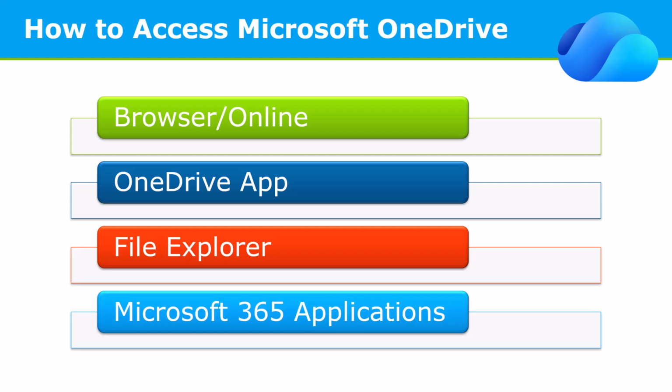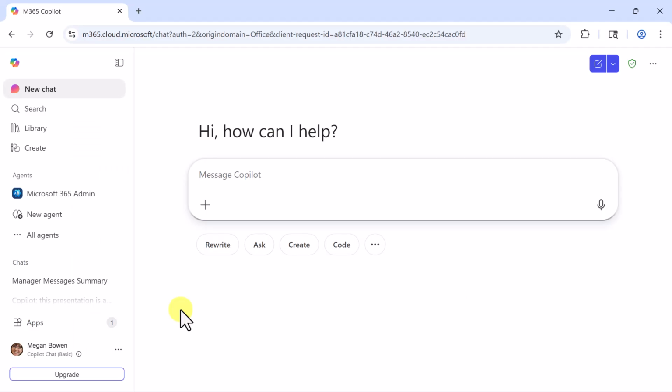There are multiple ways you can work with Microsoft OneDrive. When you're logged into your Microsoft 365 account through a browser, then you'll find OneDrive as one of the apps in the app launcher. There's also a OneDrive app, which is automatically installed on a Windows 11 machine. OneDrive is available to you through File Explorer and also directly from your Microsoft 365 applications, including Excel, Outlook, Word, and Teams.